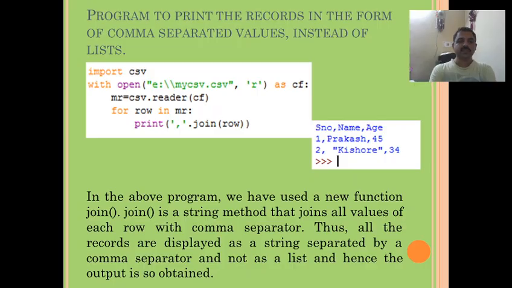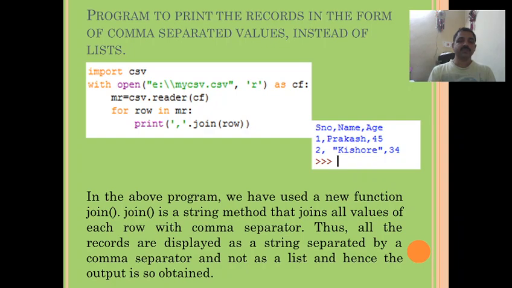So here we wrote import csv, then we opened the file with the open function, and we stored it in a file object called cf. We read the file using the csv.reader function, which reads and stores it in a variable mr. So for row in mr, we just write print comma dot join row. The join function is used to join with the string. So what happens is the row will be joined with the comma.